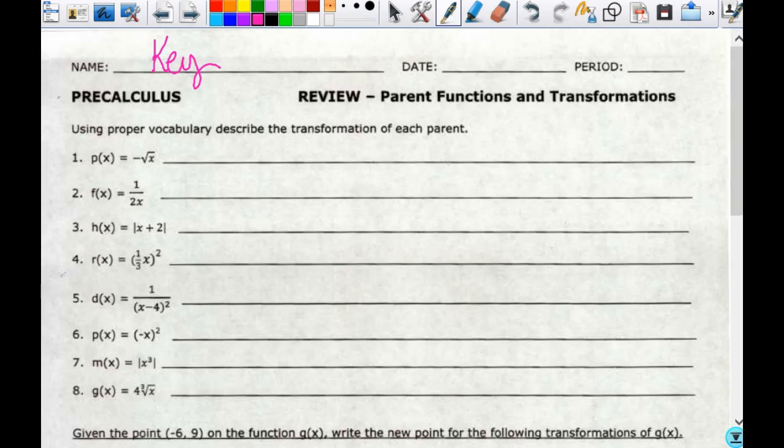Alrighty, so here is your key to the review. It says, using proper vocabulary, describe the transformation of each parent.